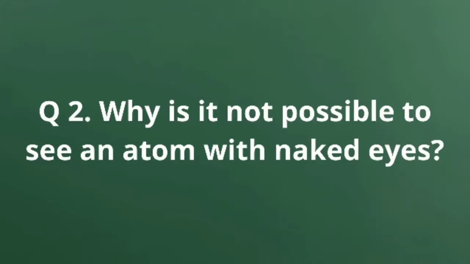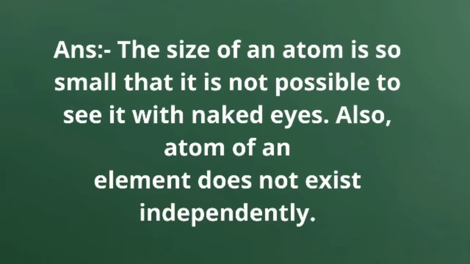Question number 2. Why is it not possible to see an atom with naked eye? So friends, answer this question. The size of an atom is so small that it is not possible to see with naked eye. Also, atom of an element does not exist independently.